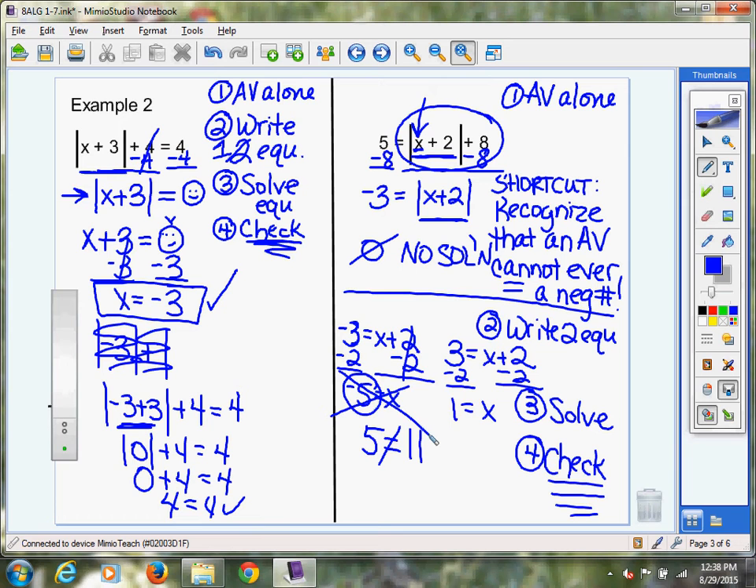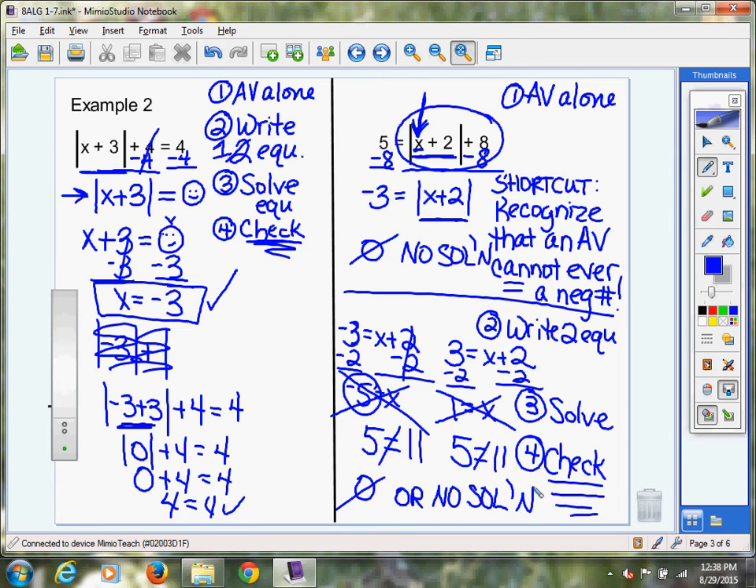Okay? So let's do the same thing. We're going to come right back up here to the top, and we're going to plug in that positive 1 we solved. Okay? What's 1 plus 2? 3. What's the absolute value of 3? 3. What's 3 plus 8? 11. Again, I have 5 equals 11. That is not true. I cannot use that answer either. So if neither of your answers work, then you can write null set or no solution. And that's my shorthand for no solution.